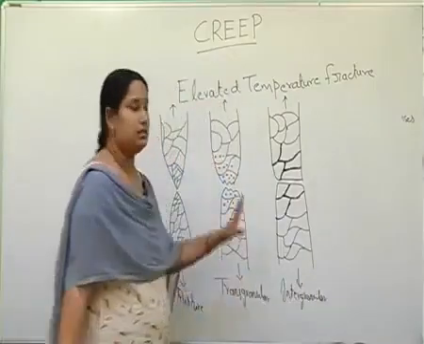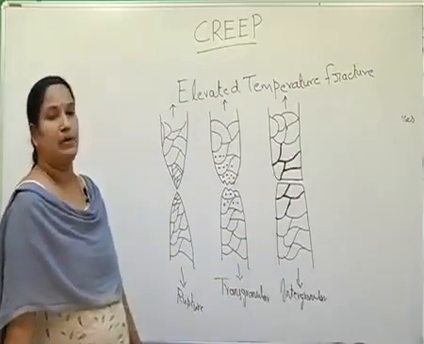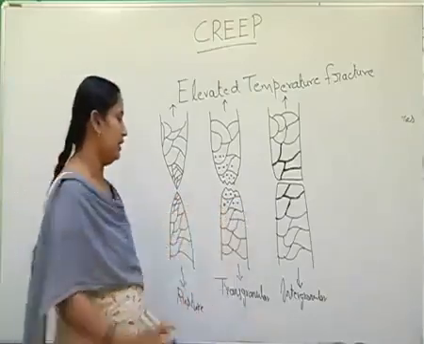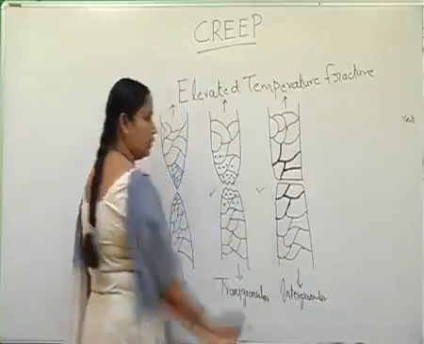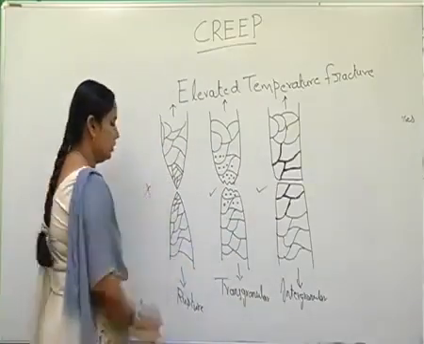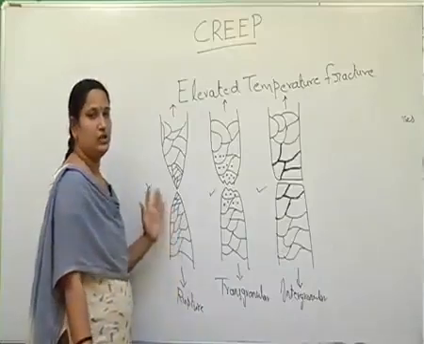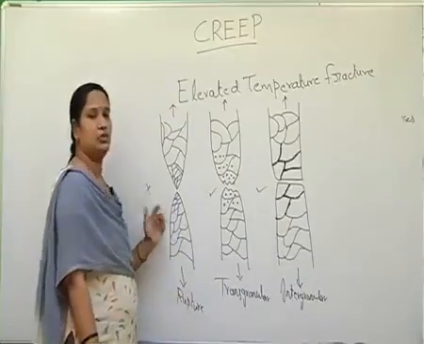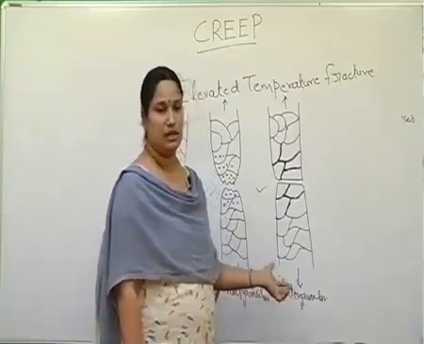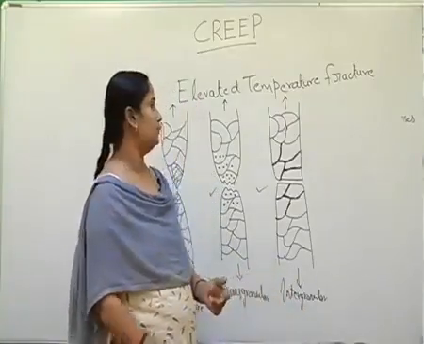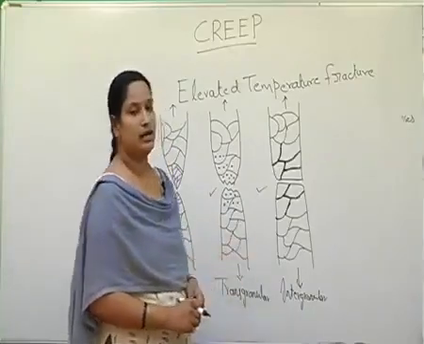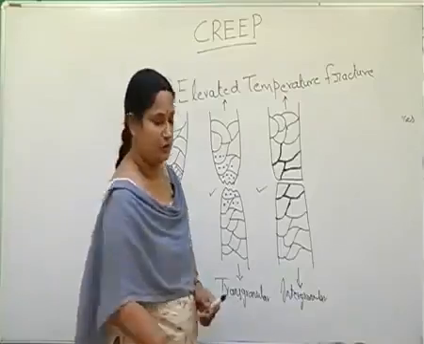So these are the three types of elevated temperature fracture, of which transgranular and intergranular are creep dominated fractures, whereas rupture is not a creep dominated one. So we shall not discuss this type of fracture mode further. Whereas transgranular and intergranular are creep dominated types of failure. Now we shall discuss in detail the transgranular and intergranular types of failure.